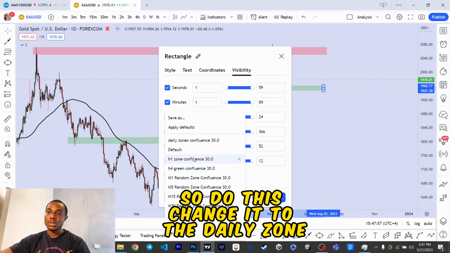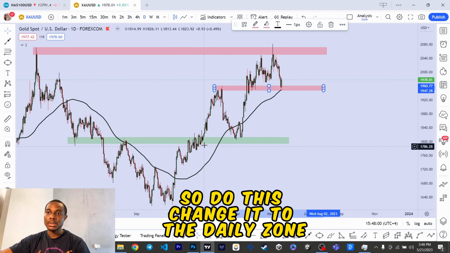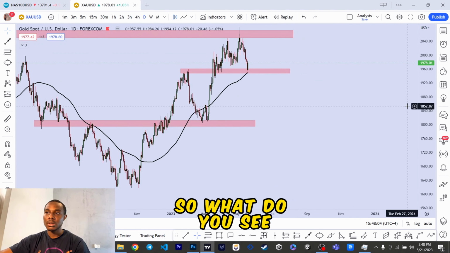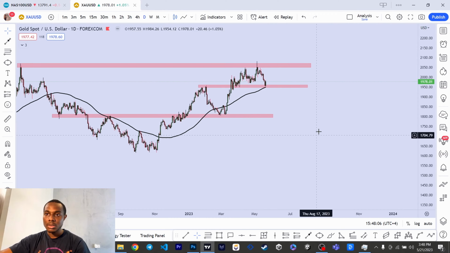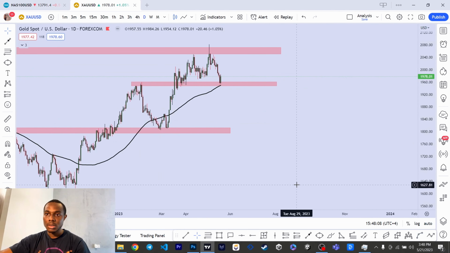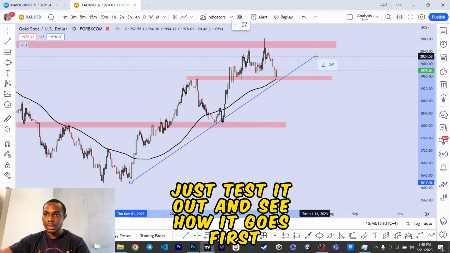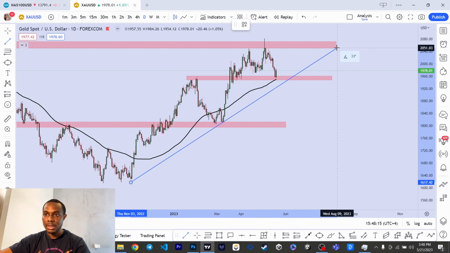So do this, change it to the daily zone, because all these are based on the daily time frame. So what do you see? Oh, could it be a trend line? Who knows? So we'll just try every single thing out. You don't really want to overthink, just test it out and see how it goes. If you're not flowing with it, then you delete it.